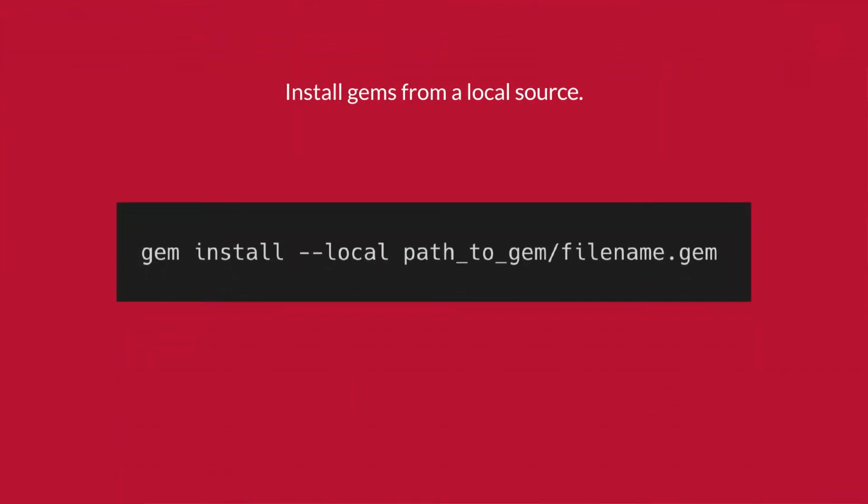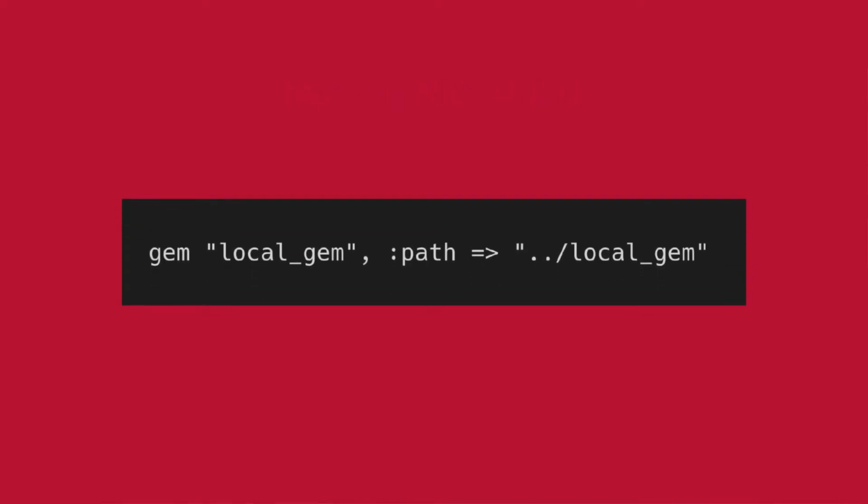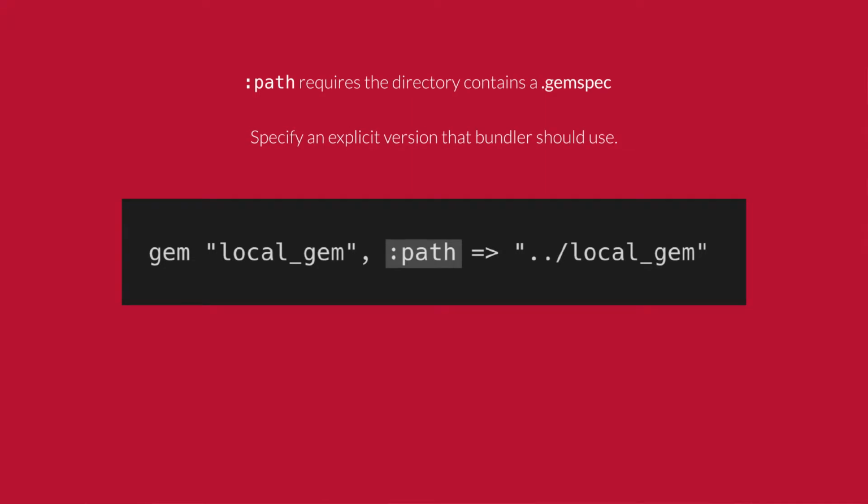You can use the command gem install, then use the local flag, and then type in the path to that gem on your machine. You can also include the following in your Gemfile in order to include a local gem in your project. The path option requires that the directory in question either contains a gemspec for the gem or that you specify an explicit version that Bundler should use.